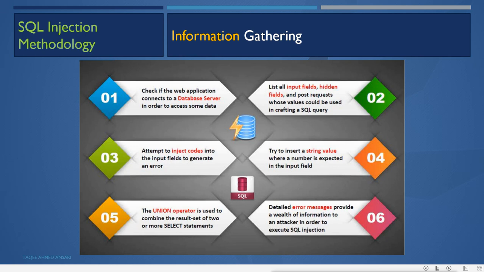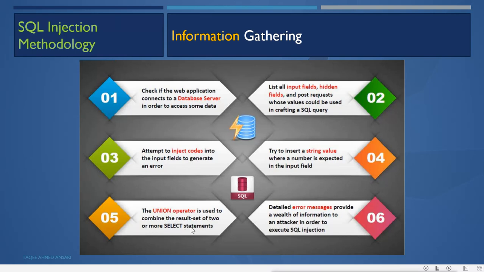Then try to insert string values where a number is expected in the input field. For example, if a field says to insert the mobile number, in that kind of field we'll try to add character strings like A, B, C, and see whether it accepts them or says invalid input.